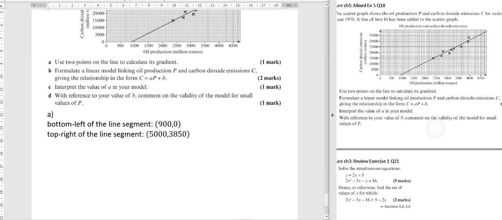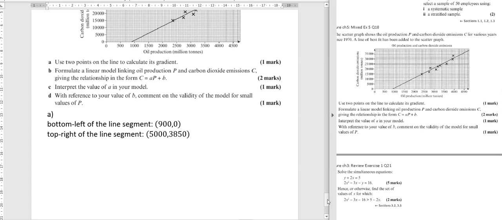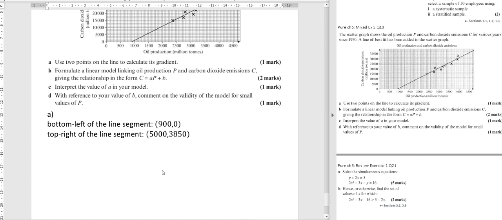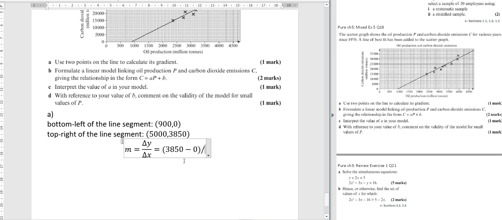Now, it says use 2 points to calculate the gradient, so that's what we need to do. Remember, gradient means the change in y divided by the change in x. So we need to look at how far it's gone up, which is 3,850 minus 0, and divide by how far it's gone along, which is 5,000 minus 900. If we work that out, 3,850 over 4,100 gives us a gradient of 0.939 to 3 significant figures.